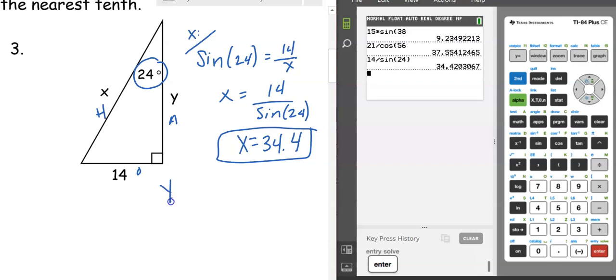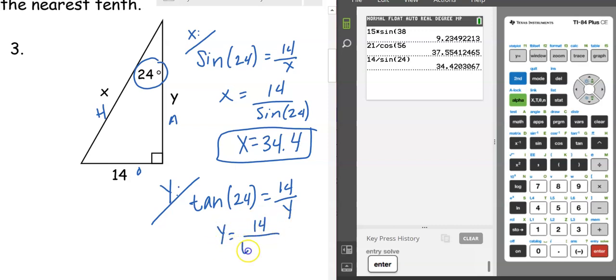If we solve for y, since we have adjacent and opposite, we're going to use the tangent. So this is the tangent of 24 equals opposite over adjacent. Okay, again, our variable's in the denominator, so you're going to switch. Okay, and if we go over to our calculator, we do 14 divided by the tangent of 24. So your y value is 31.4.